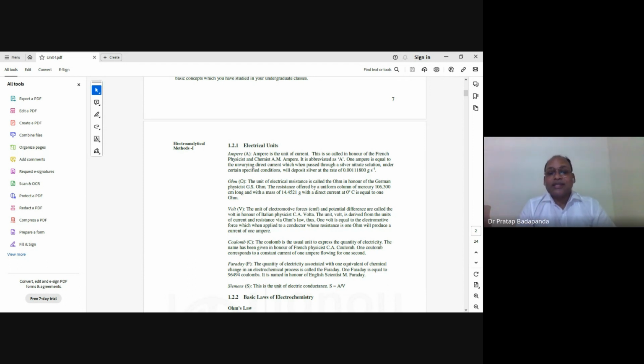So whether you will use 96494 coulomb, or 96500 you have to use. You see that significant figure is there, right? So be careful about that.